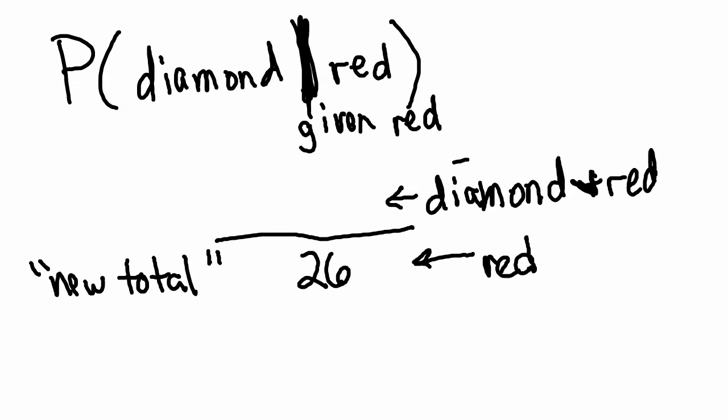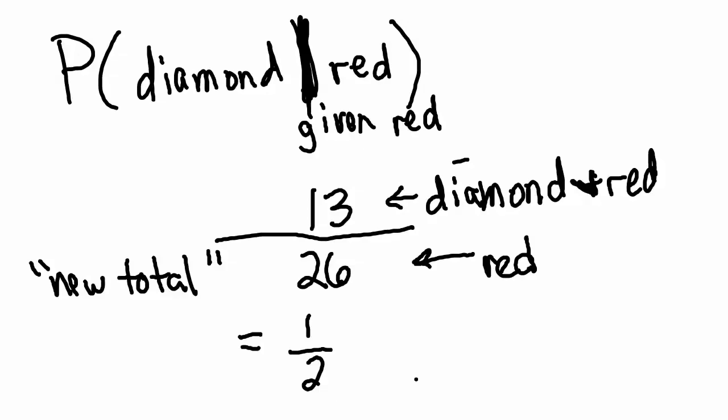Well, diamonds are red, and there's 13 diamonds in a deck of cards that are all red cards. So this reads 2.5. And actually that makes sense too, because you have 13 diamonds and you have 13 hearts. So half of those would be diamonds for your red cards.